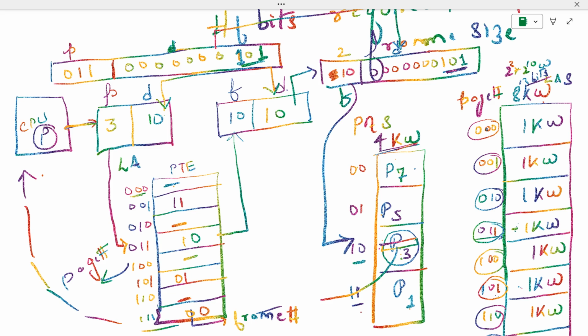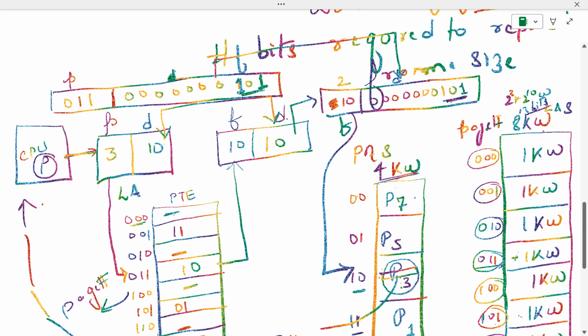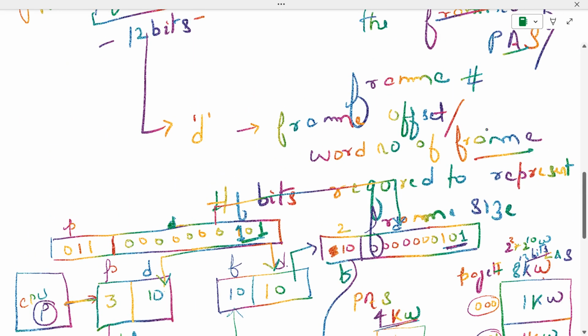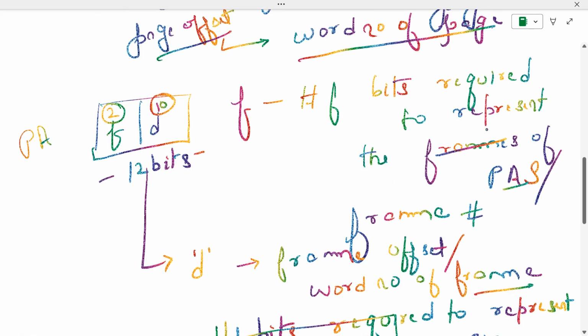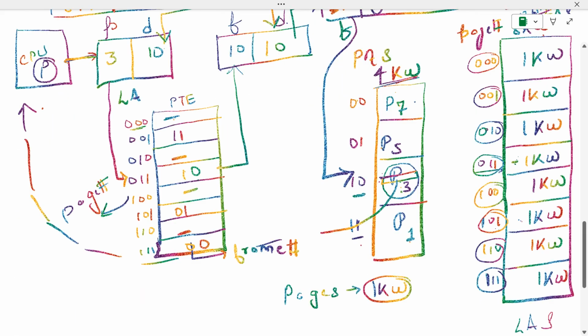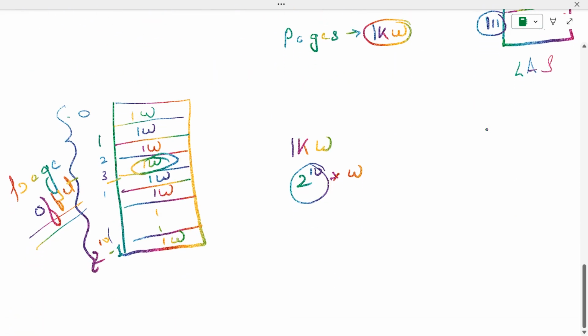So this is how the flow happens, and you need to understand this flow so that you can answer certain questions related to paging techniques. And furthermore, you can answer questions based on multi-level paging, inverted paging, segmentation, or segmented paging. So this is very important.